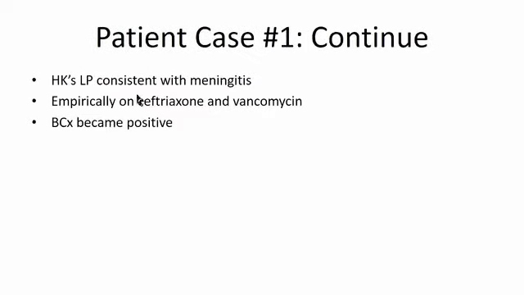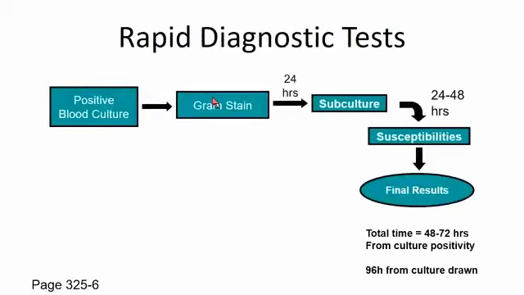Once again, the patient's LP is consistent with meningitis. The patient is still empirically on ceftriaxone and vanco. Nothing is growing on the CSF. However, blood cultures are now positive. Remember that blood cultures can be positive in up to 2/3 of the cases, and we can use the blood culture results to help with our de-escalation. So what is the issue with blood culture?